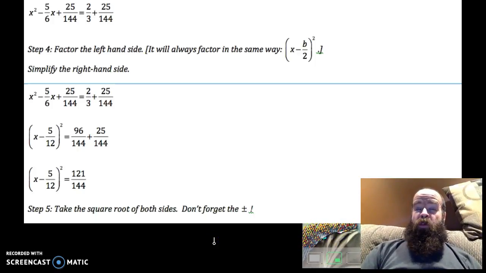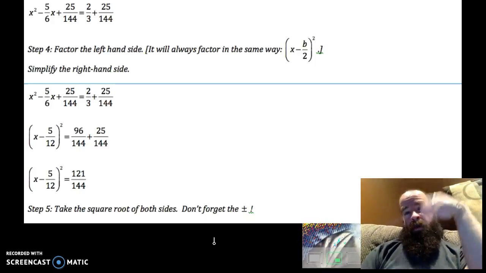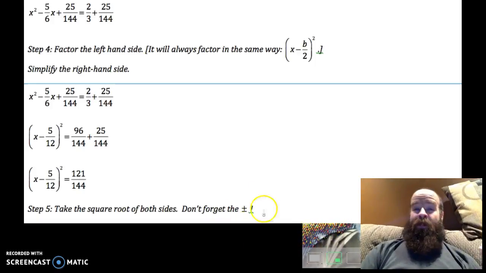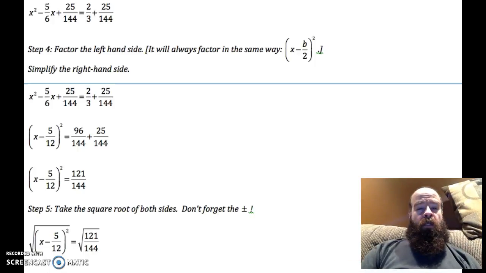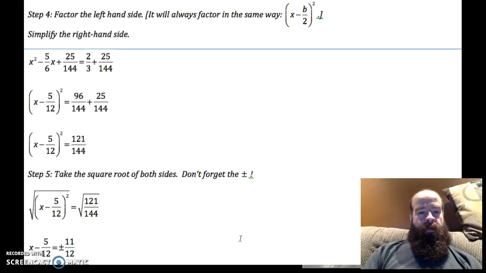When I take the square root of something squared like this, remember that I could have a positive result that when you square it gives me a number, and I could also have a negative result that when I square it gives me the same number. So I have to put a plus or minus on the answer that I get. So here's me taking the square root, and there's the actual square root with the plus or minus there.